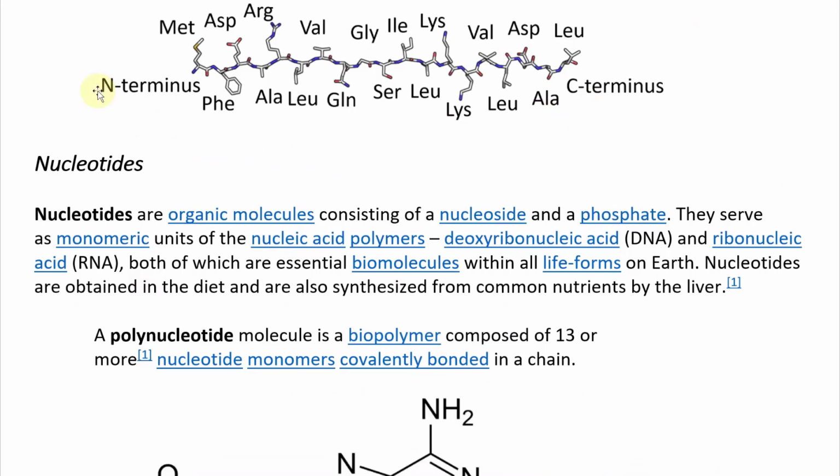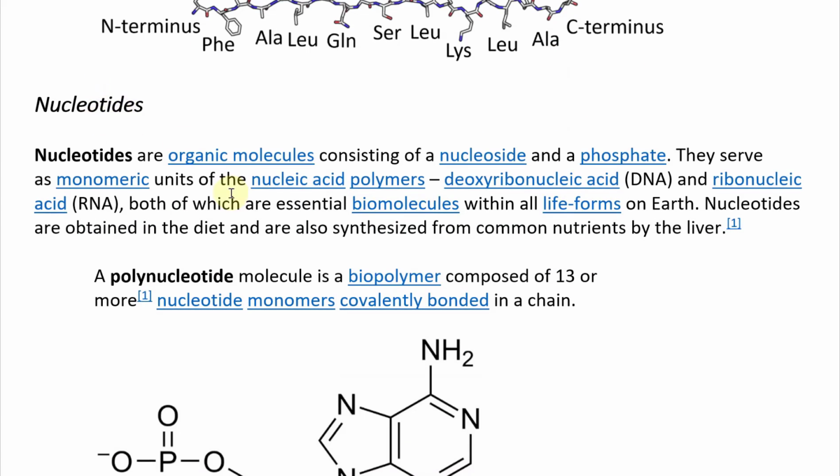All right, let's continue further. So now let's look at nucleotides. Nucleotides are organic molecules consisting of a nucleoside and a phosphate. They serve as monomeric units of the nucleic acid polymers called deoxyribonucleic acid, in other words DNA, and ribonucleic acid, RNA, both of which are essential biomolecules within all life forms on Earth.